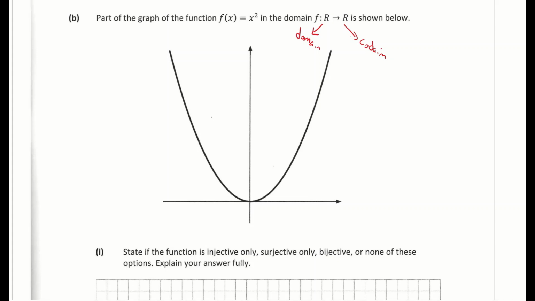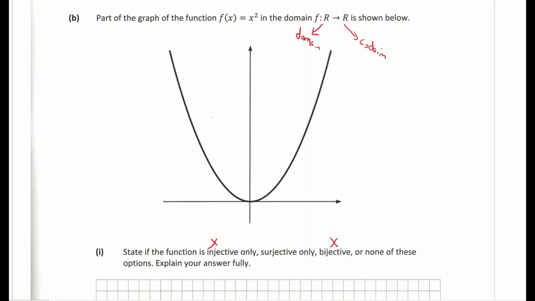Well, we know that if it is injective, we would carry out our horizontal line test and it would cut the graph exactly once. So you can see here that if I draw a horizontal line, it cuts the graph not exactly once, it cuts it more than once. So it's not going to be injective. So we've eliminated that straight off. Surjective, you know that surjective has to cut through the graph at least once. So we're looking at it here and it could be surjective. It can't be bijective because bijective must be injective and surjective. So we've eliminated injective and bijective.